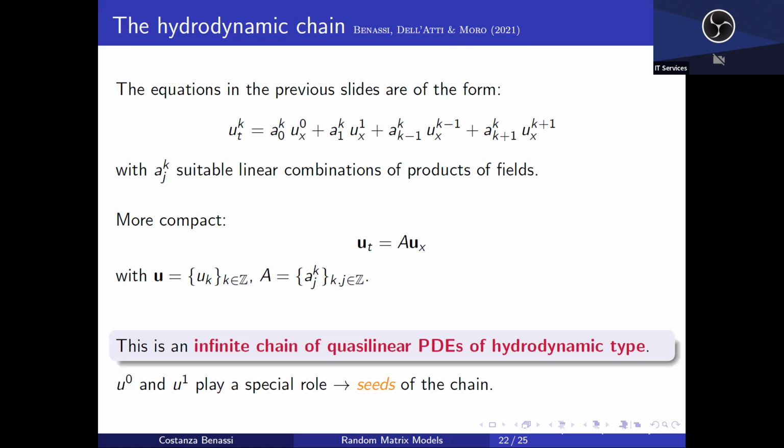And notice that U_0 and U_1 play a special role because they appear in the evolution of all other fields, which is not true for any other. So we call them seeds of the chain. This is special because usually when you have an infinite chain of quasi-linear PDEs, the prototypical example being the Benney chain, you only have one field that plays this special role. But here we have two.